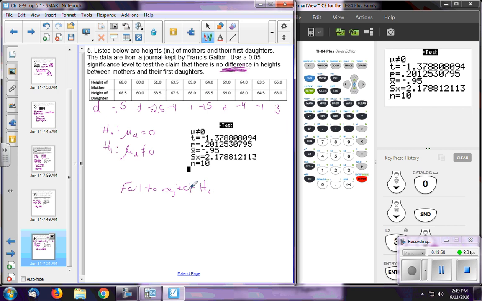We fail to reject our null hypothesis, which implies that we have insufficient evidence that the mean difference in height is anything other than 0. So it means, in fact, that we've shown there is evidence supporting that there's no difference in the height of mothers and their first daughters.